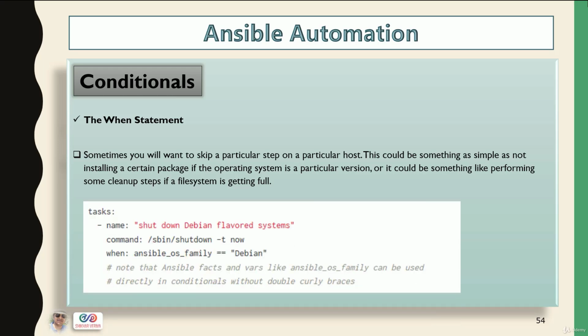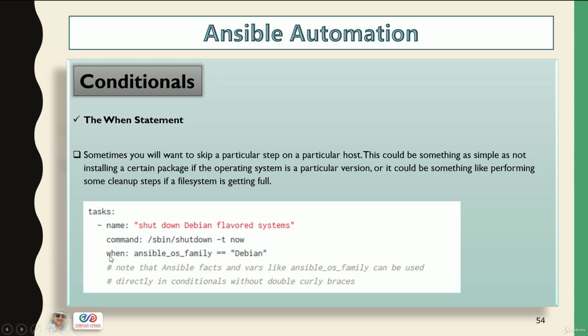So here you can see a very simple example, that is, shut down the Debian flavored systems. When you create the playbook and in the hosts you have mentioned a group, in the group a lot of servers are there. It could be Red Hat, it could be CentOS, Debian, but you want to shut down only the Debian servers. So here you can see that I have used a very simple task, shut down Debian flavored systems, and the command I have used for the shutdown is this one. And here I have used a condition, that is ansible_os_family should be Debian. So these are the Ansible facts I have used here.